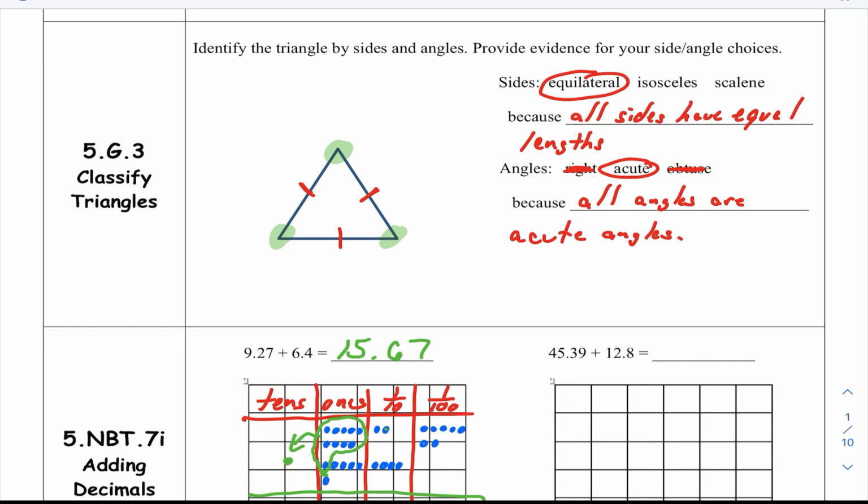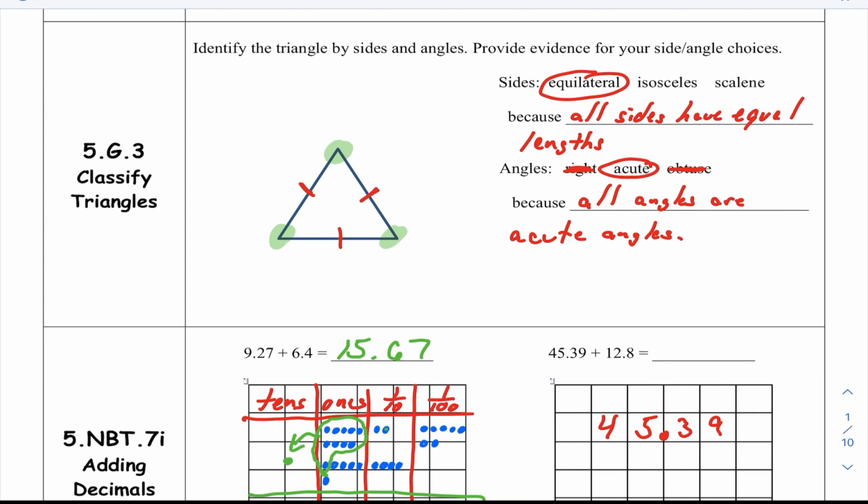Now, for the next one, I'm going to do a standard algorithm. So important here is I'm going to use my decimal point. I'm going to line up all the place values. Then I'm going to find the value in each place value and regroup as necessary. So first I have 45 and 39 hundredths. So I got my tens, ones, tenths, and hundredths.